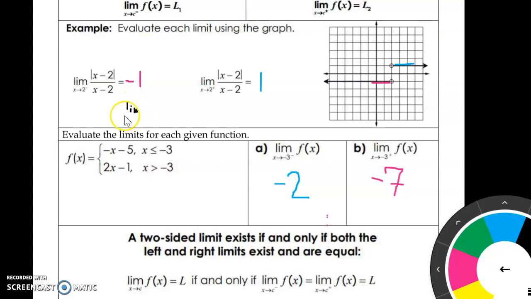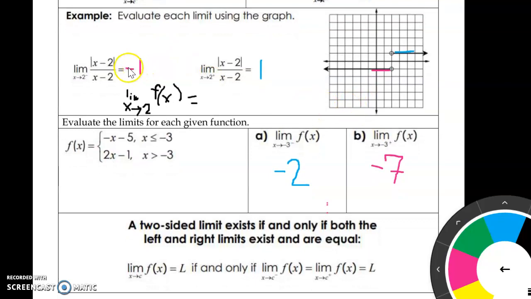The limit as x approaches 2. And I don't specify left or right side. I just want to know the limit as x approaches 2 of this function here, f of x, absolute value of x minus 2. And I'm just going to say that's f of x, so I don't need to rewrite it here. What would that equal to?